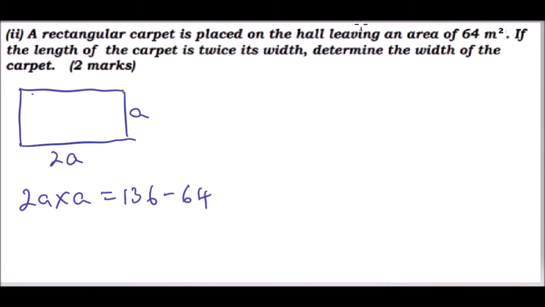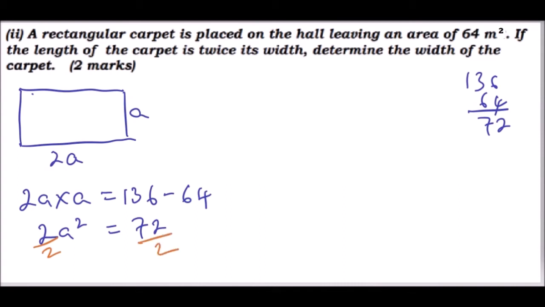So this will give you 2A squared is equal to 136 minus 64, and that should give you 72. We can divide both sides by 2. So we divide by 2, and we'll be able to get A squared is equal to 36.